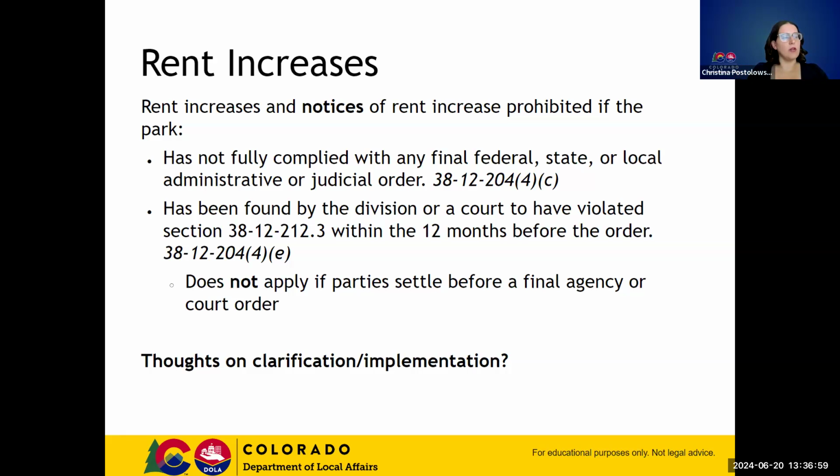But if there is a judgment in a court case, if the division were to issue a notice of violation, and that was not appealed and became a final agency order, then this provision prohibiting rent increases would be in effect. I do anticipate we will probably get some questions about this first part because the language is very broad. So there is any final federal, state, or local order that has not been fully complied with that would prohibit a rent increase.